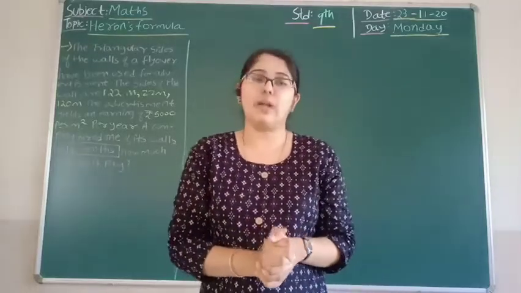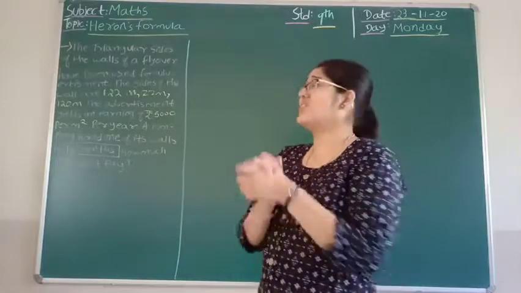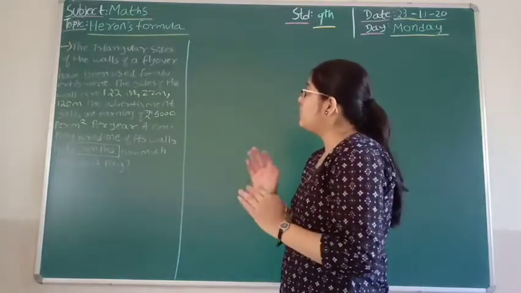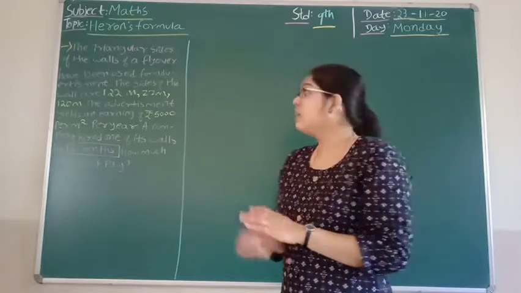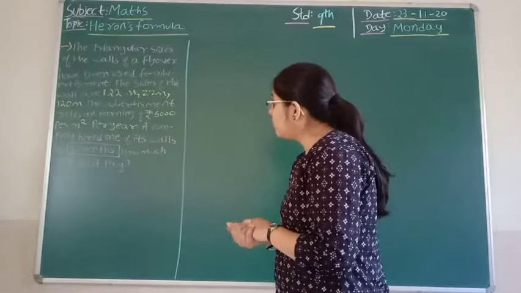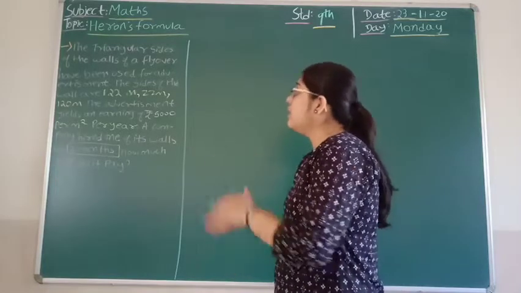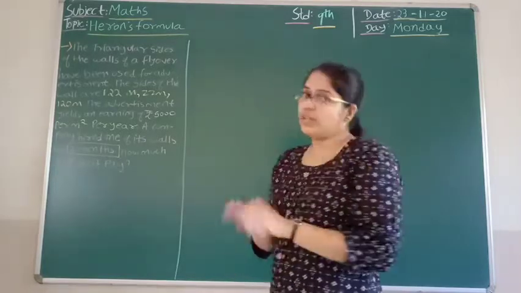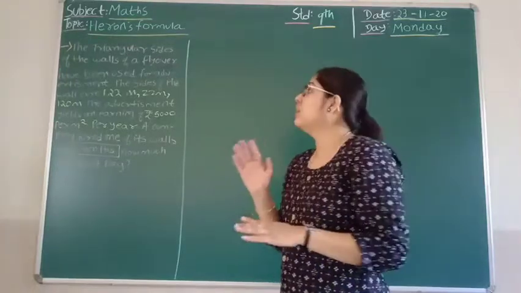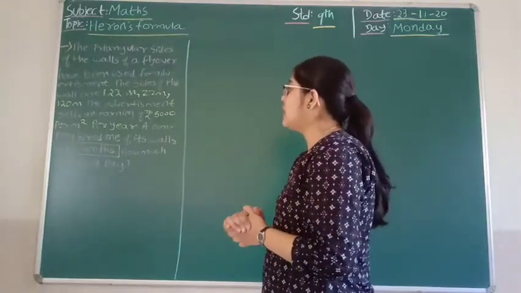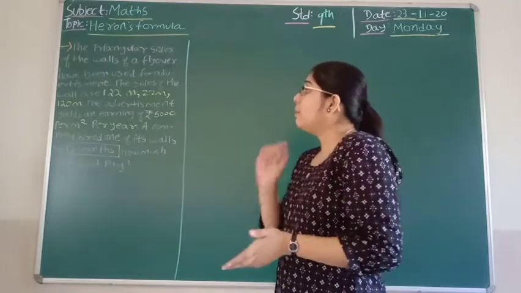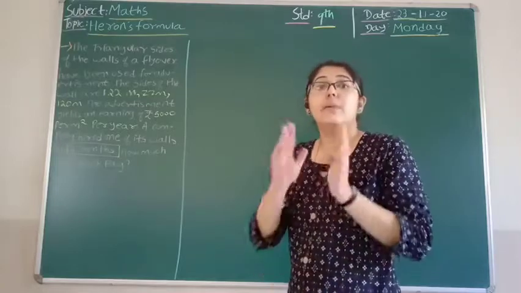So, the question is, the triangular side of the wall of a flyover has been used for advertisement, and the sides of these walls are 122 meter, 22 meter and 120 meter respectively. So basically we are given over here the sides of the wall. Now the advertisement yields an earning of rupees 5,000 per meter square per year.